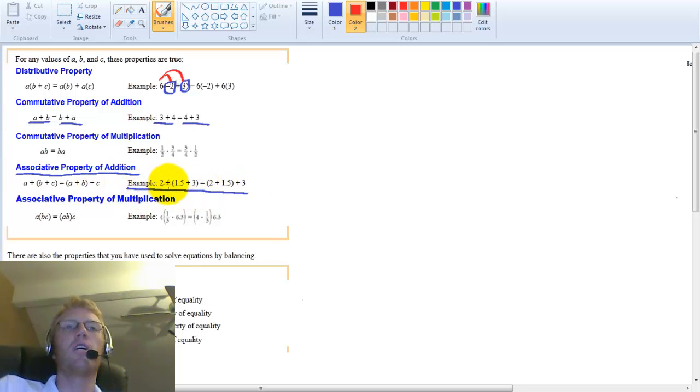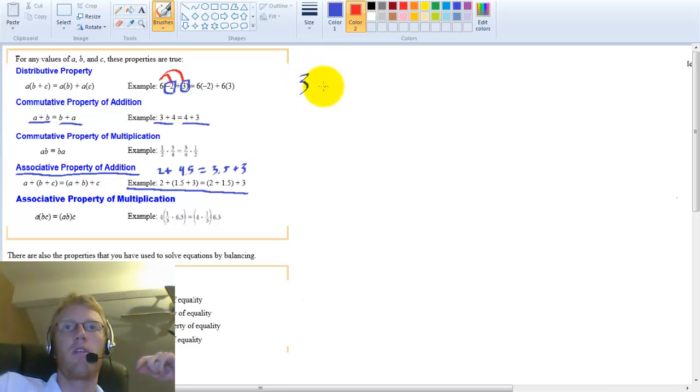If you have 2 plus parentheses 1.5 plus 3, you could first add the 1.5 and the 3, and you get 4.5, and then you add 2 plus 4.5. That's what you should do according to PEMDAS, and that's going to be 6.5. On this side, you have 2 plus 1.5, which is 3.5, plus 3, which is also 6.5. So you can see that when it's all addition, changing the order doesn't matter. I think that's pretty clear and something you guys already know. What I want to point out is when you have adding a negative.